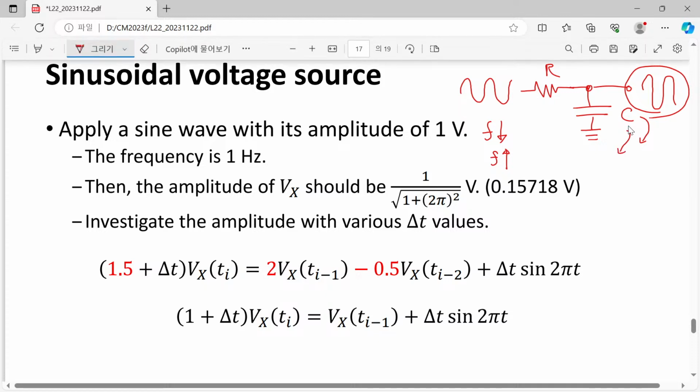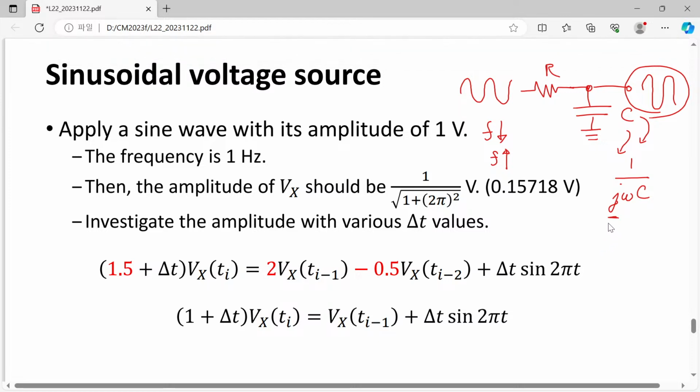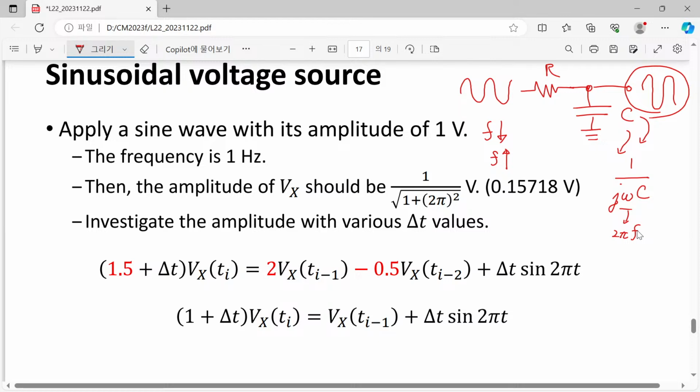However, impedance from this C is given by just 1 over j omega c. You know this j is the imaginary unit. In the physics department they use it as i, but in engineering we prefer to use j instead of i, and omega is just 2 pi times frequency f.